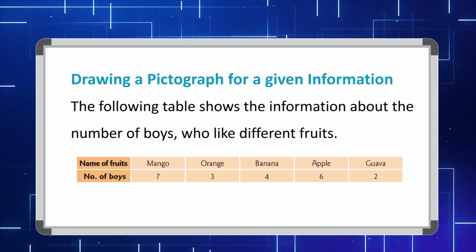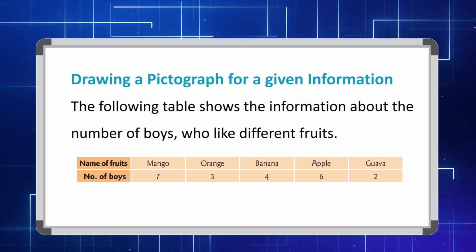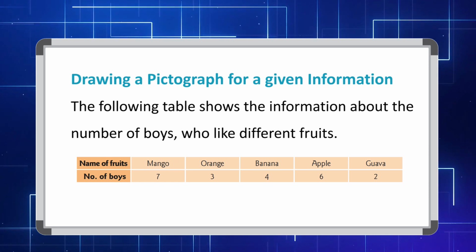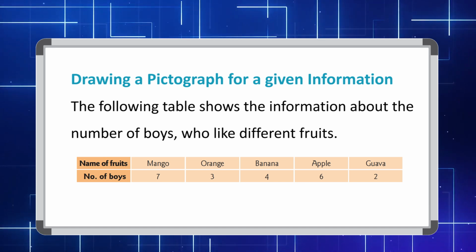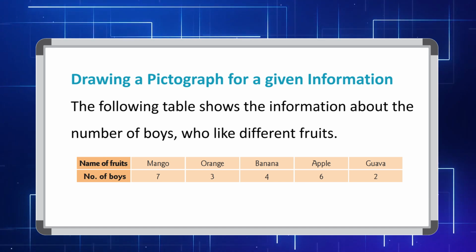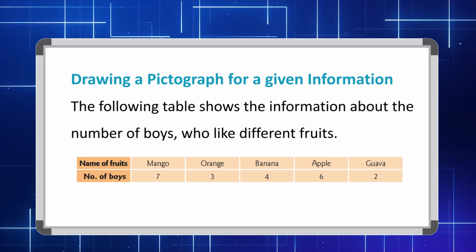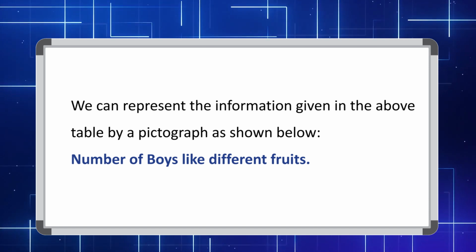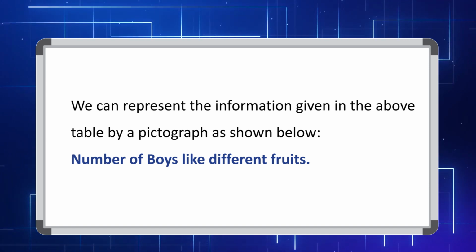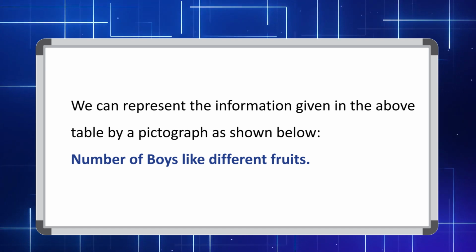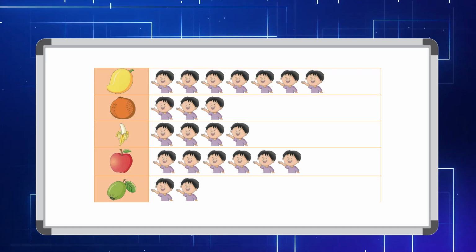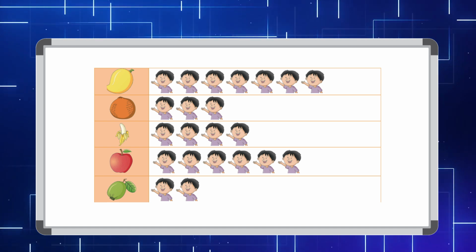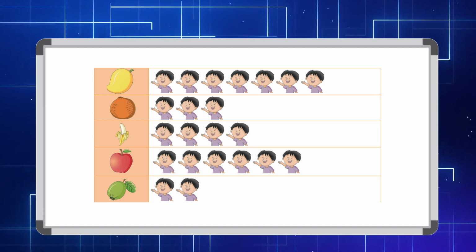Drawing a pictograph for a given information. The following table shows the information about the number of boys who like different fruits. Name of fruits, number of boys: mango 7, orange 3, banana 4, apple 6, guava 2. We can represent the information given in the above table by a pictograph as shown below. Number of boys who like different fruits: mango 7 boys, orange 3 boys, banana 4 boys, apple 6 boys, guava 2 boys.